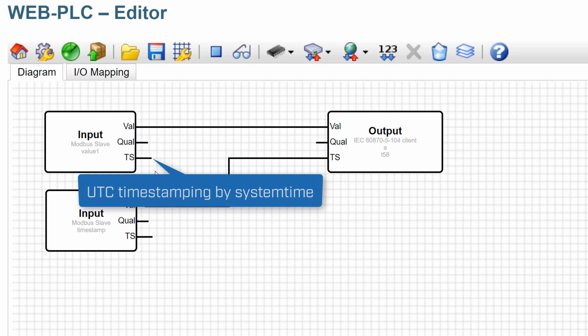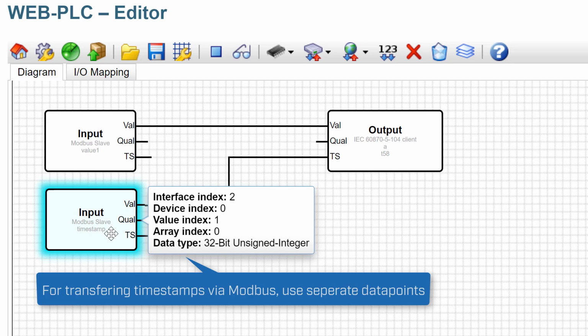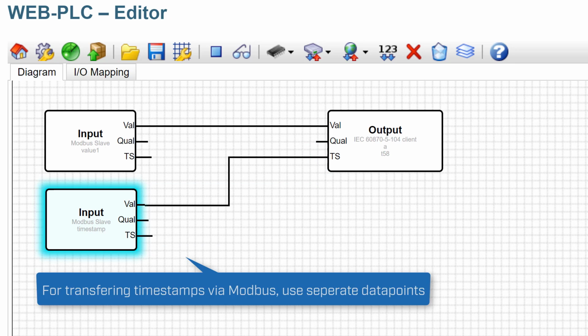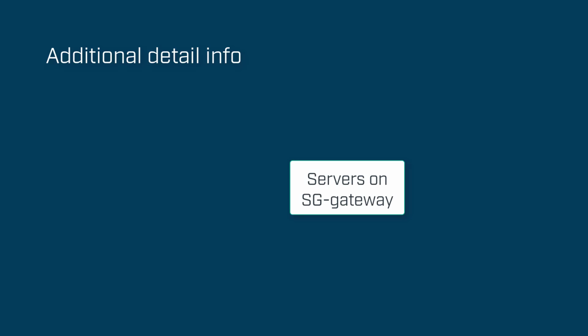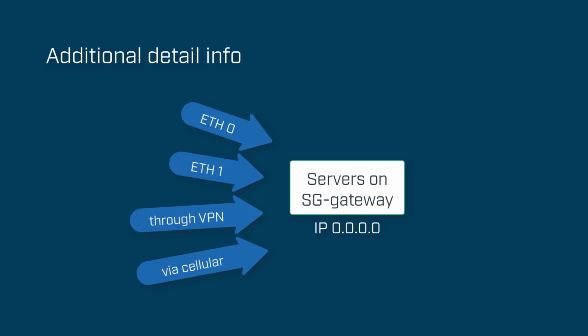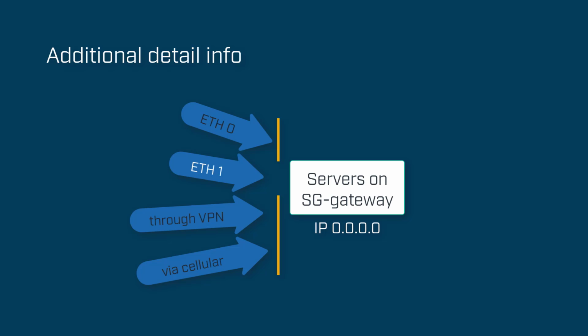By the way, a received Modbus input value in the PLC editor's diagram view is stamped with UTC system time. Servers are configured to 0.0.0.0 by default and can therefore be reached via all TCP/IP interfaces. If a certain interface is required, the firewall must be activated to whitelist the server port for the desired IP range. This means that the assignment to a specific interface can be made via the IP range.